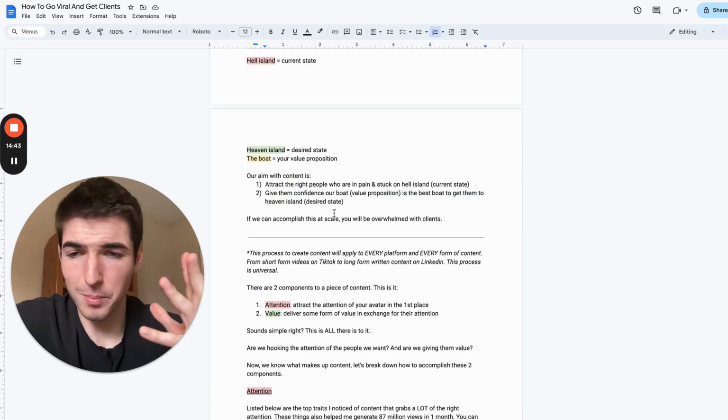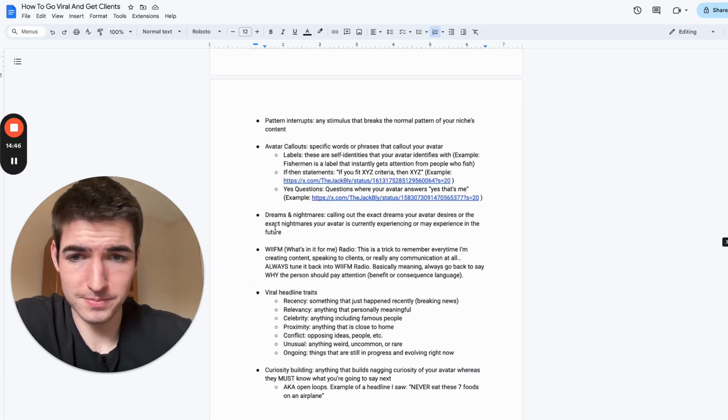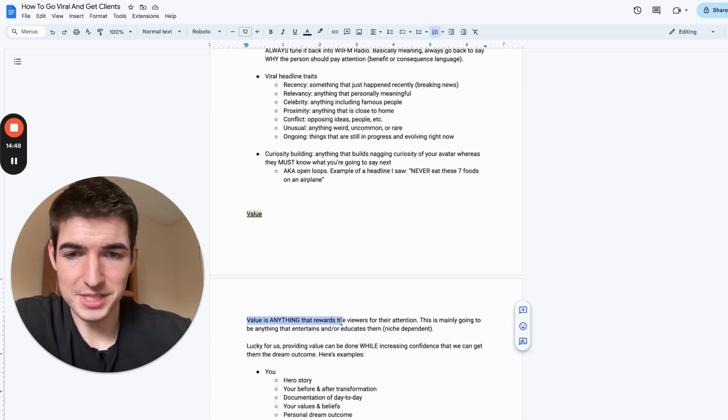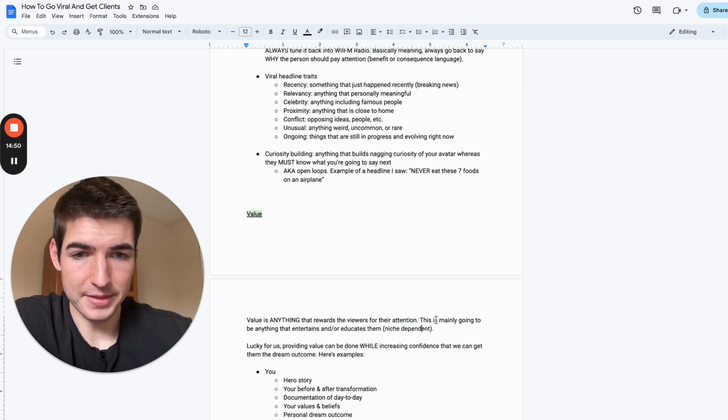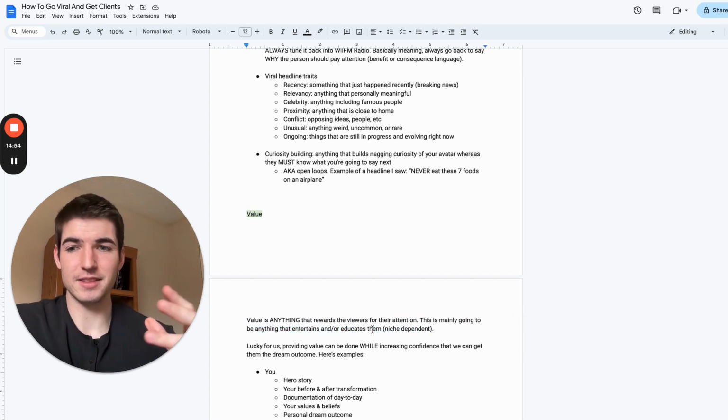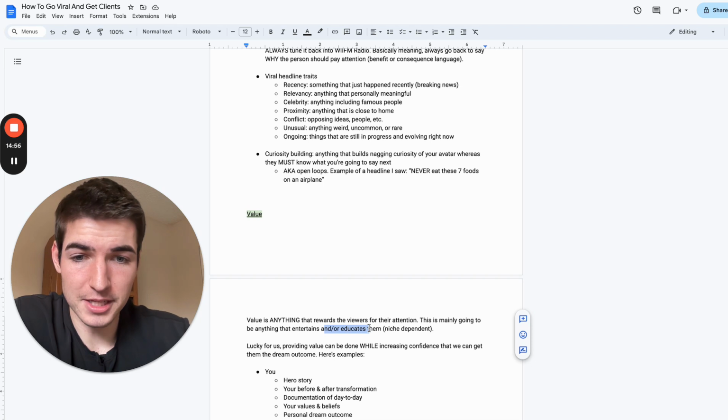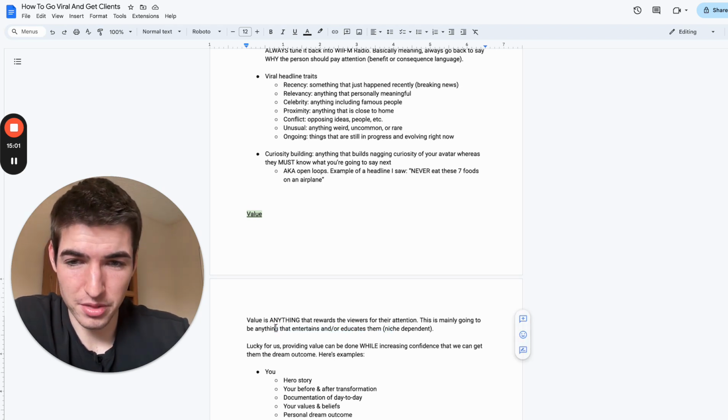So how do we combine this? It's actually quite simple. Value is anything that rewards the viewers for their attention. This is mainly going to be anything that entertains or educates them. And this is niche dependent. Some niches might like a lot more entertainment. Some niches might be more education heavy. Some niches like both, right?